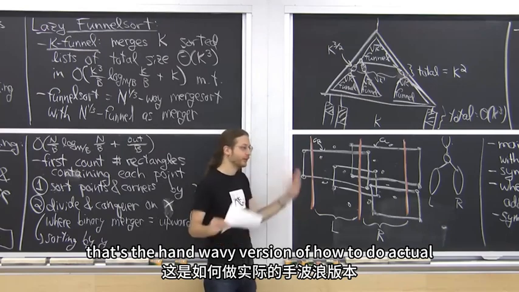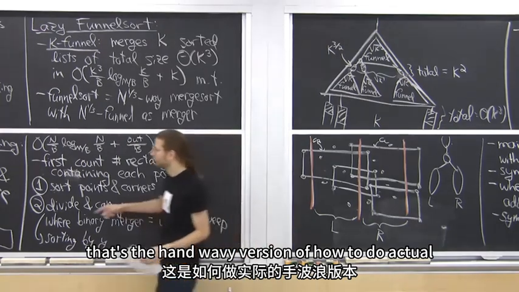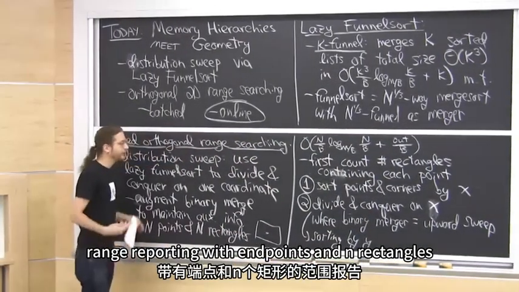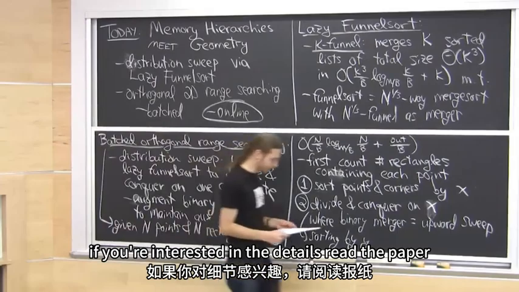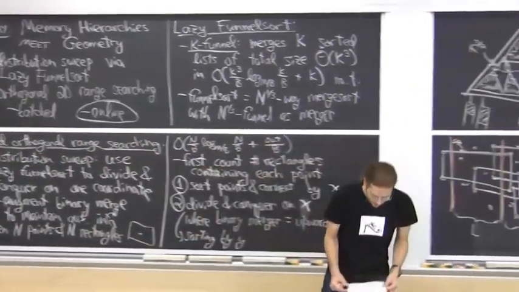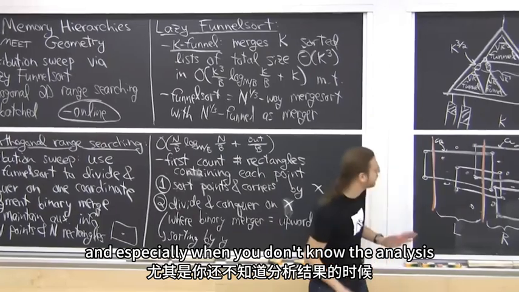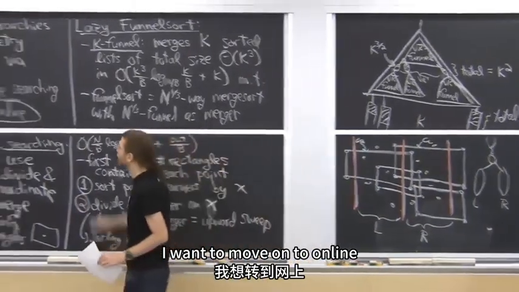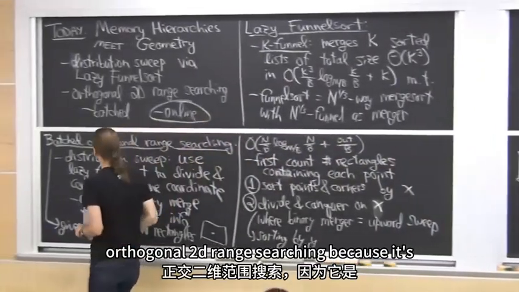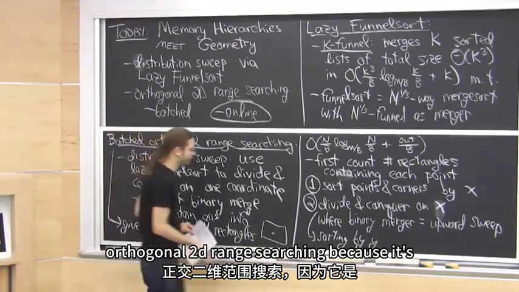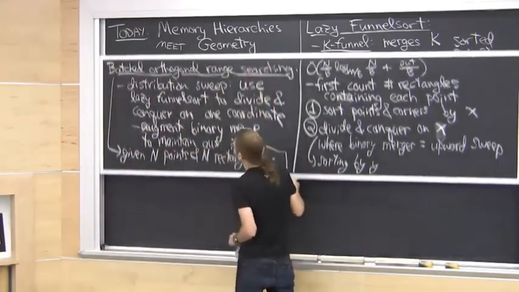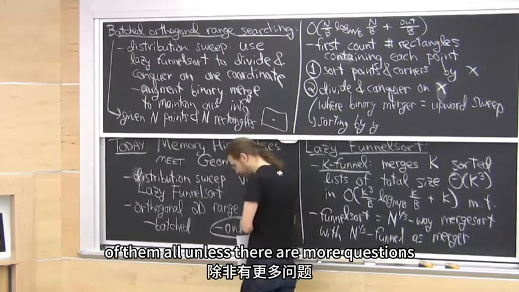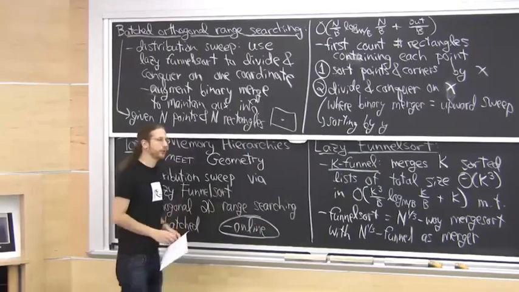That's the hand-wavy version of how to do actual range reporting with endpoints and rectangles. If you're interested in the details, read the paper. It's just a little bit messy, especially when you don't know the analysis. But I want to move on to online orthogonal 2D range searching, because it's the hardest and coolest of them all, unless there are more questions.